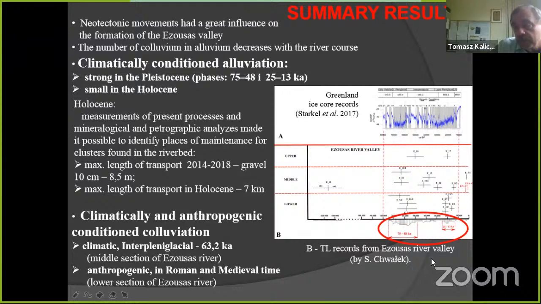If you're looking at these alluviation phases, we have a very good connection with the Greenland ice core record. The first phase is with the first cooling, and the second is the LGM, more or less. And if you're looking at the colluviation phases, there is one connected with climatic changes, generally the interplanglacial, about 60 Ka, and 2 anthropogenic in Roman and medieval time in the lower section of the valley.